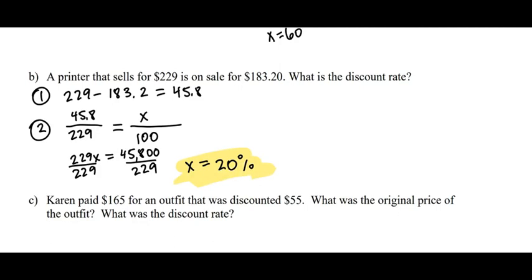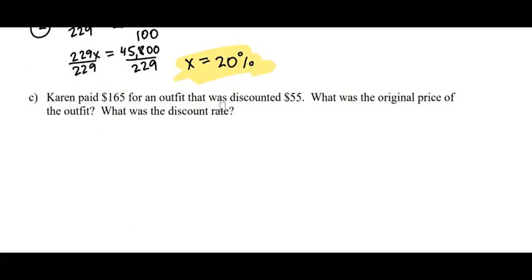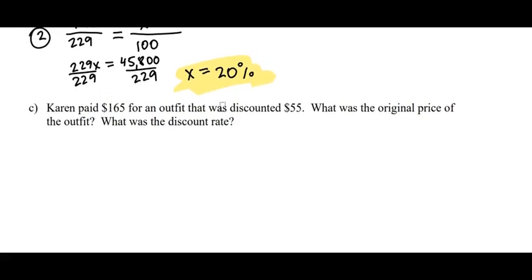All right, and our last but not least, final problem in this set is Kieran paid $165 for an outfit that was discounted $55. What was the original price of the outfit and what was the discount rate? So the first question, she paid $165, which was the sale price, and the discount was $55. So the original price is $165 plus $55, so the original price is $220.